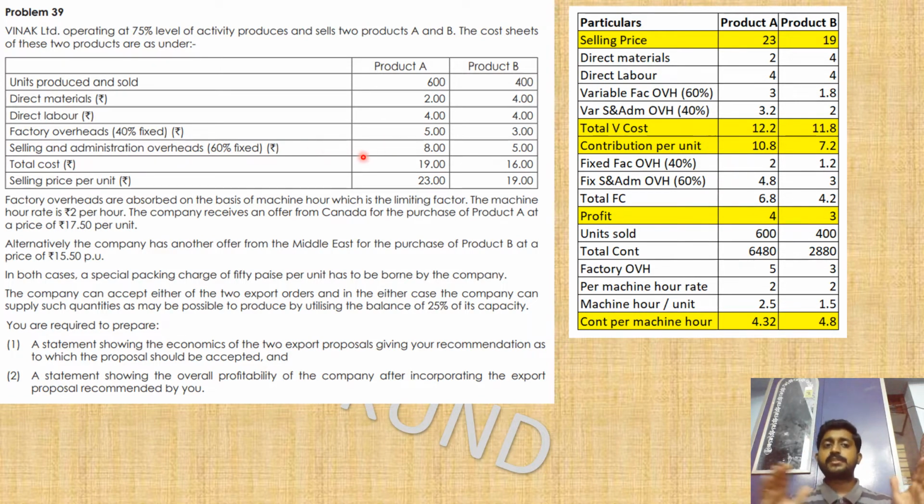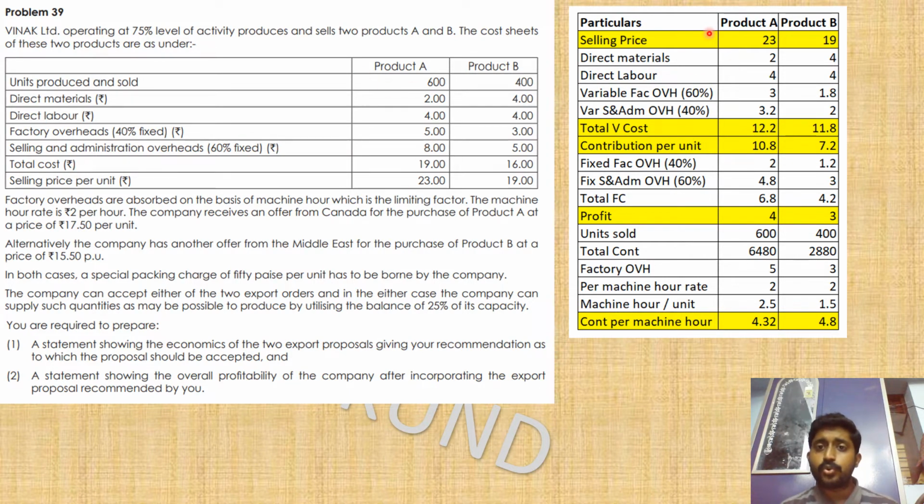Okay, so total cost is given here. We are not worried about that because we are doing marginal costing, so we will split into fixed and variable, and this total cost is irrelevant for us. Selling price per unit is given for us. Okay, so we have the selling price, we have the direct material, we have the direct labor, factory overheads we have. Out of that, the variable component we can take out. In the same way, selling and administration overhead, we have a variable component, you can take it out, and you can add it up to find the total variable cost. Selling price minus total variable cost will give you the contribution.